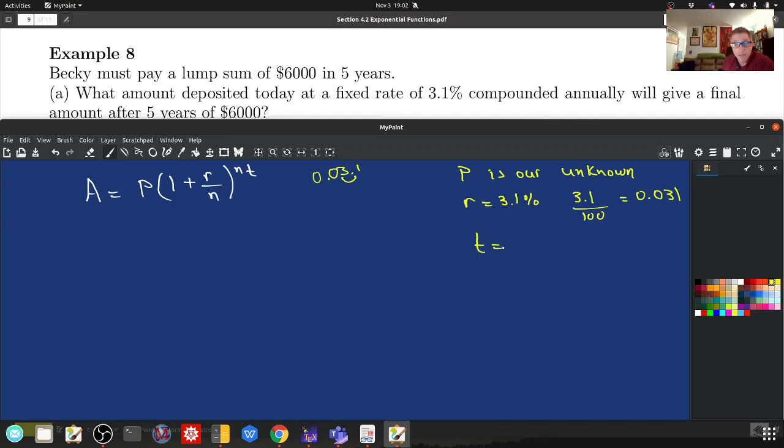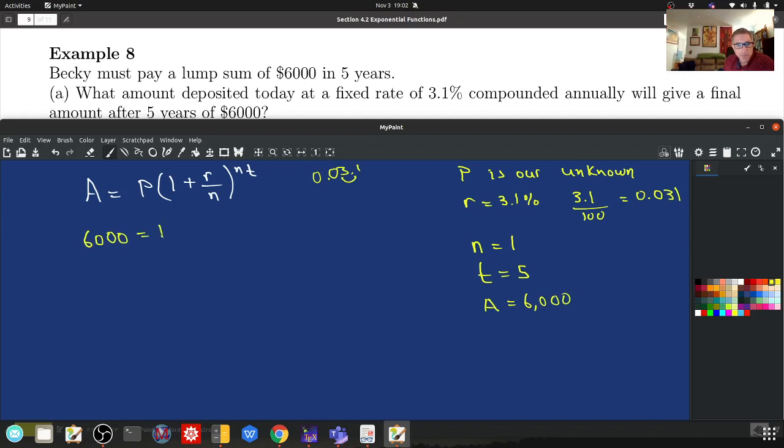That's kind of nice. Our t is equal to 1. What I meant to write there is our number of times. Our n value is equal to 1, and our t value is equal to 5. So the final amount that she wants to get is $6,000. So let's put everything in. My amount is $6,000.